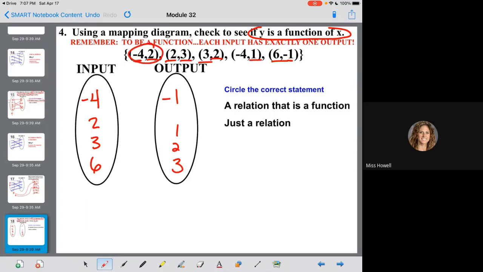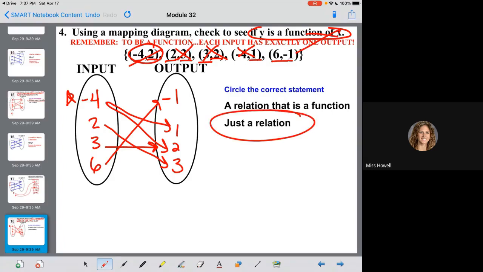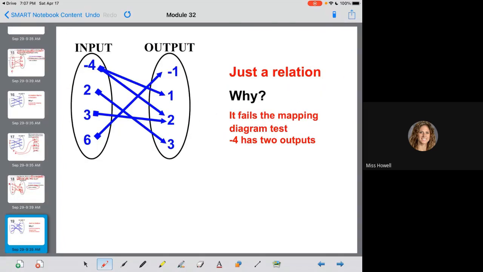All right, -4 to 2. Done. 2 to 3. Still a pass, 1 arrow, 1 arrow. 3 to 2. Still a pass here, that's not a fail. Everything has 1 arrow so far. All right, -4 to 1. There's our fail. This -4 has 2 arrows. 6 to -1. Since right here there are 2 arrows, that means y is not a function of x, which means this is just a relation. It has failed the mapping diagram right here where -4 has 2 output values. So be careful.